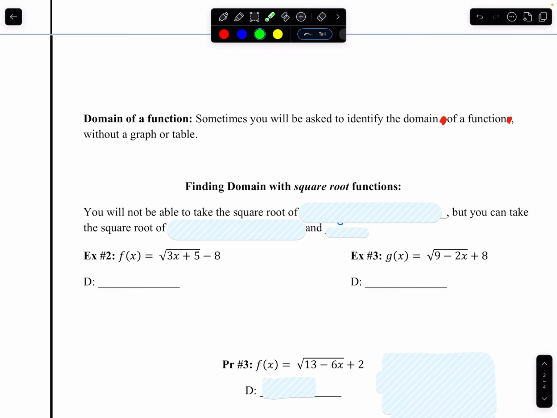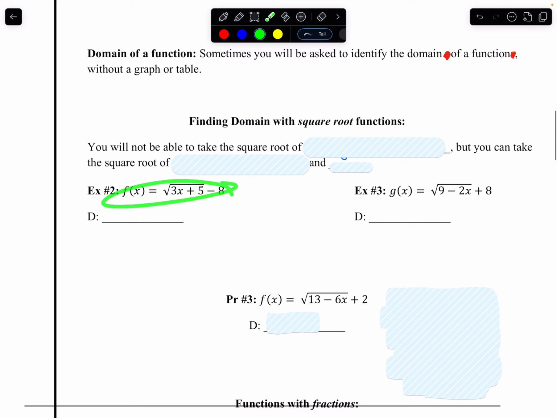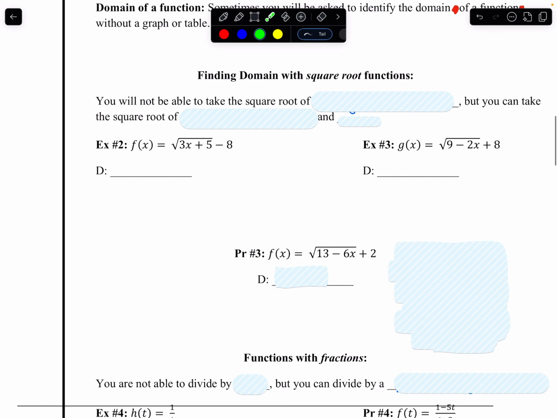You might not be given a graph. You might be given an equation or a function like this. And there's 2 rules that you need to know. Sorry about that, but sometimes you'll be asked to identify the domain of a function without a graph or a table, just with the function itself. There's 2 rules you need to know that you've probably already seen before but may have forgotten.